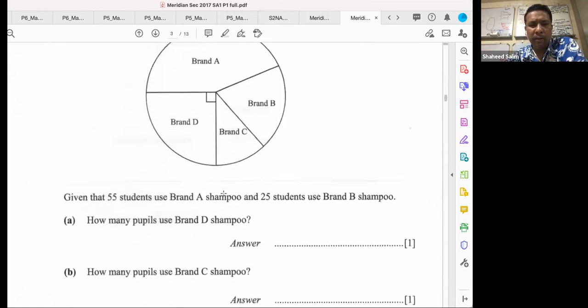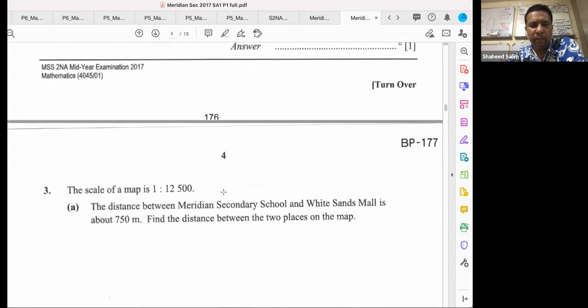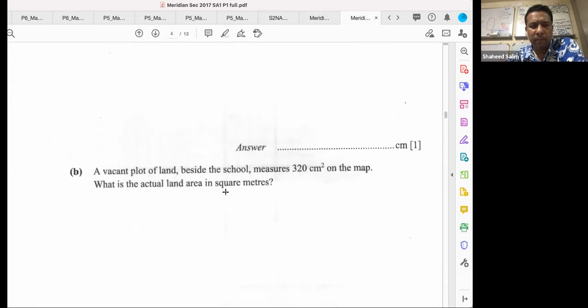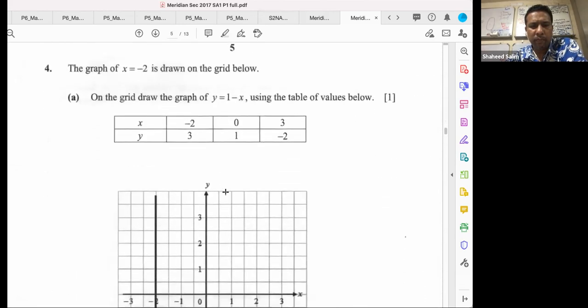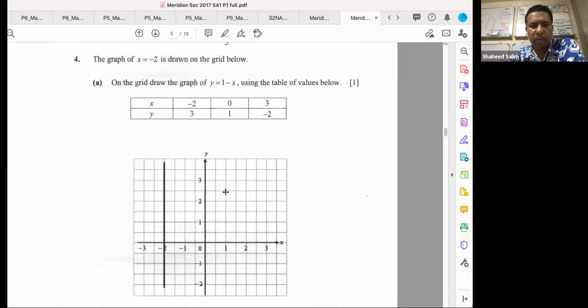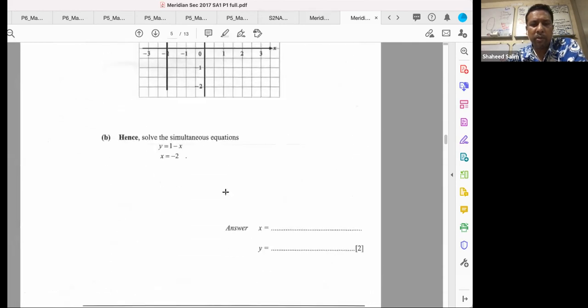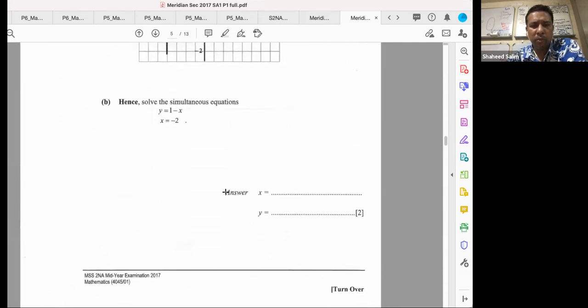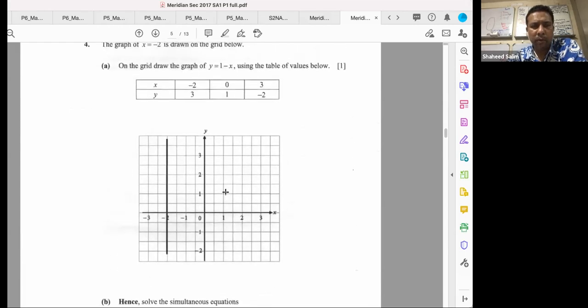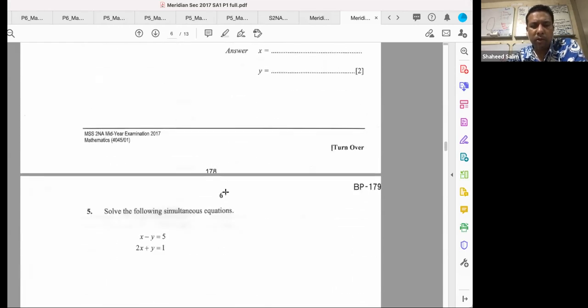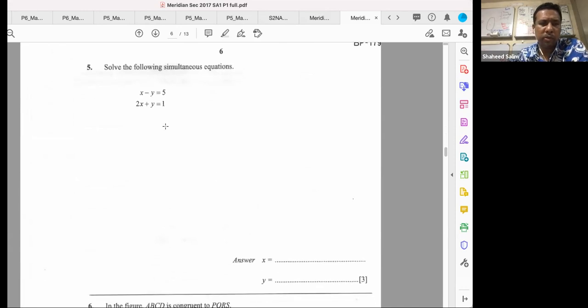Anyway. Okay, but this one now. Okay, never mind. Sorry. Can you solve this simultaneous equation then?